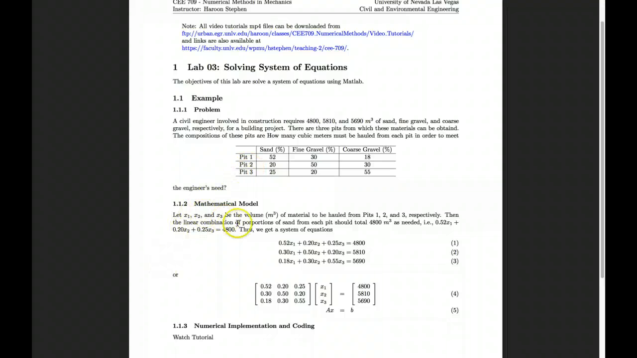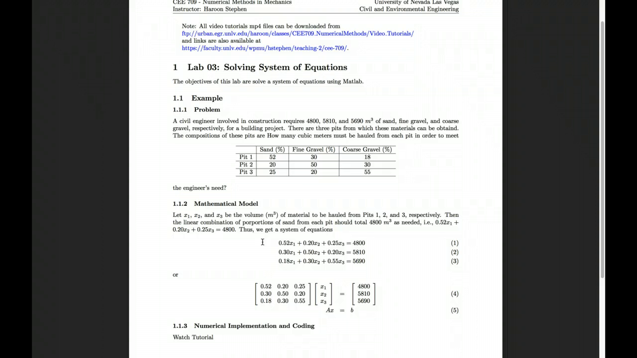call x1, x2, and x3 the volume of the material that we take from pit 1 and pit 2 and pit 3, then since each one has different percentages, so 52%, 20%, and 25% combined from the x1, x2, and x3 should give us 4,800 of total sand. And so that forms one equation which combines the values from the 3 pits. And similarly, we have fine gravel and coarse gravel, and they also form one equation each. So we have 3 equations in 3 unknowns.